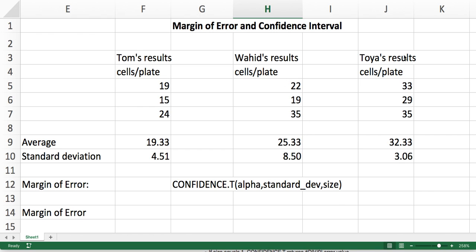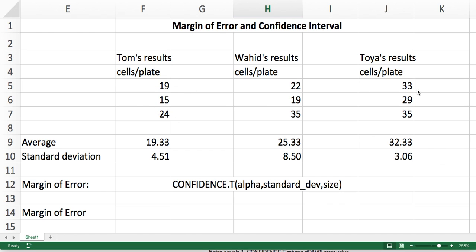Now Toya does exactly the same experiment, and she gets 33, 29, 35 cells on her 3 plates with an average of 32.33. So she says, wait a moment guys, you all got it wrong, I've got 32.33. So who is right? Well, actually we don't know. Because in a way everybody is right, these are the results that they achieved.